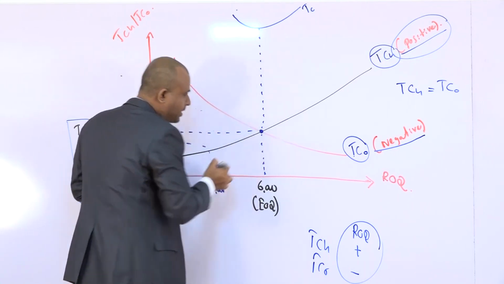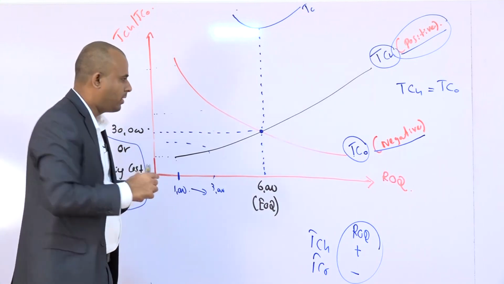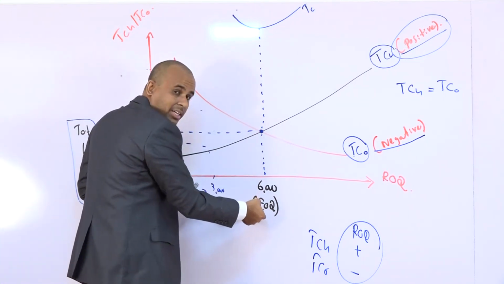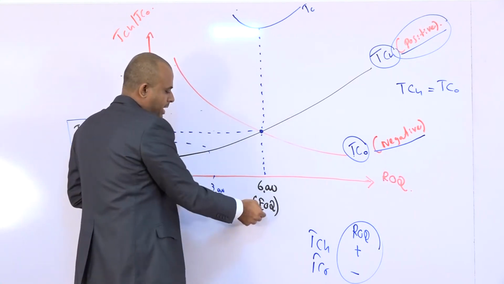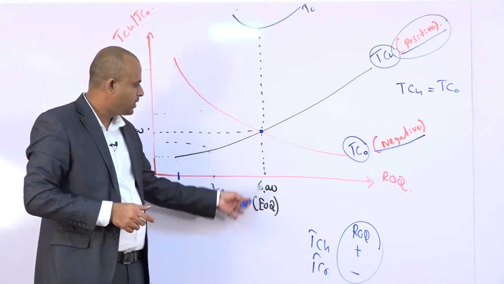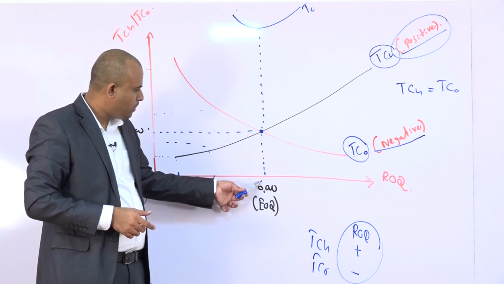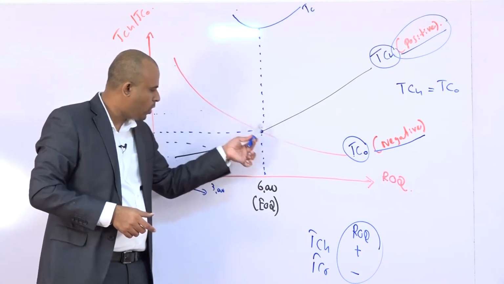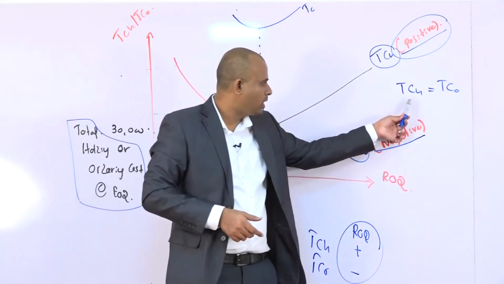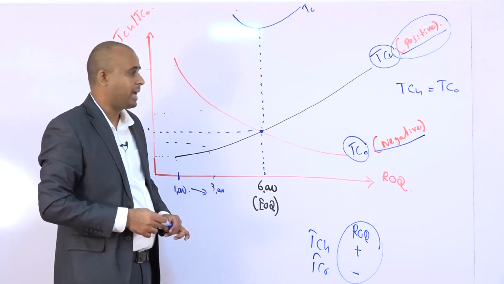Putha, this is the intersection point of both the total holding cost and the total ordering cost. At this stage, the holding cost is equal to the ordering cost. That is the economic order quantity, right? I extracted this information from your first question, that is 6000 units. That 6000 units you can represent here. This is the point where your total holding cost equals the total ordering cost, that is 6000 units, right?